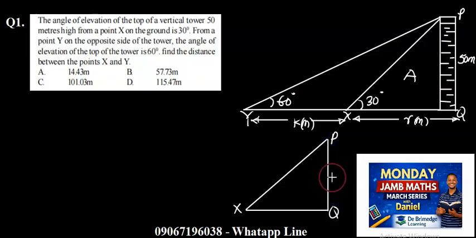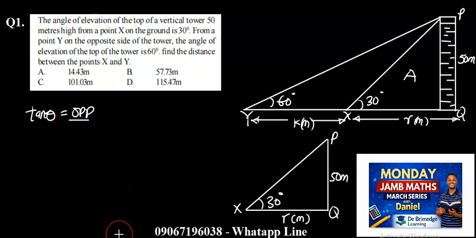Now here is 50 meters. This angle is 30 degrees, but we don't know this point. We're looking for R, so take note of that. Using a trig function, this is opposite over adjacent. Opposite to the angle is 50, and the base, which is the adjacent, is R. So tan theta is equal to opposite over adjacent.